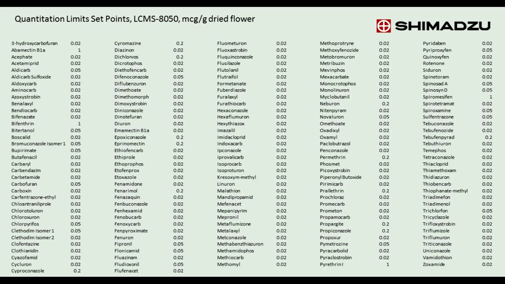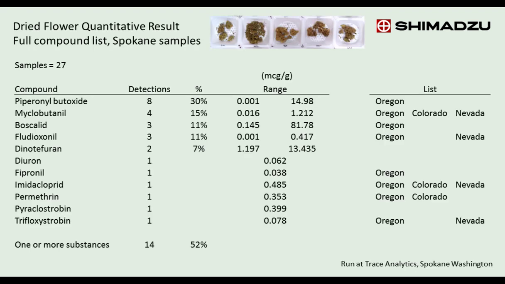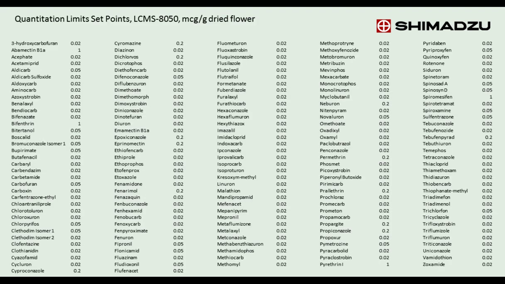So this is our analyte list for the present method. And this is well below the required detection limits for various states. And this list actually is much longer than is required for California, Oregon, and even Canada.